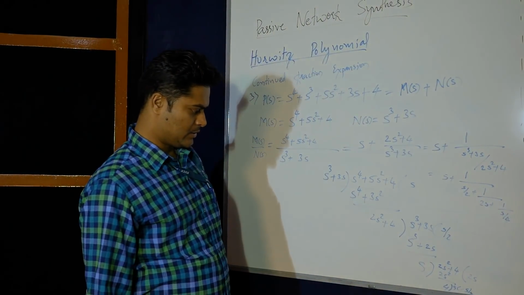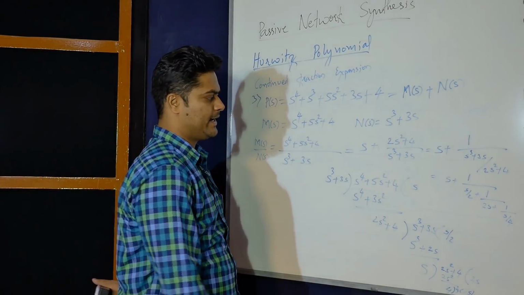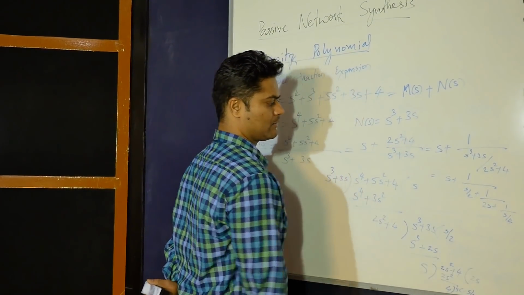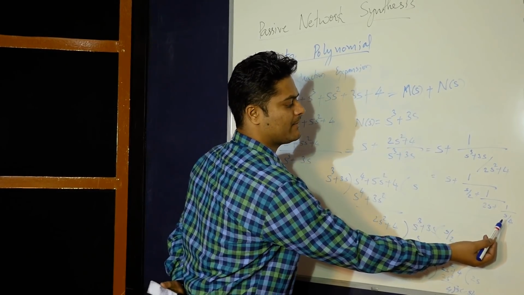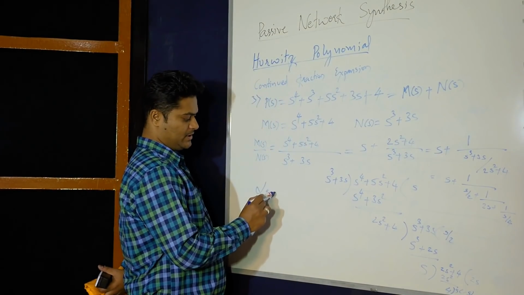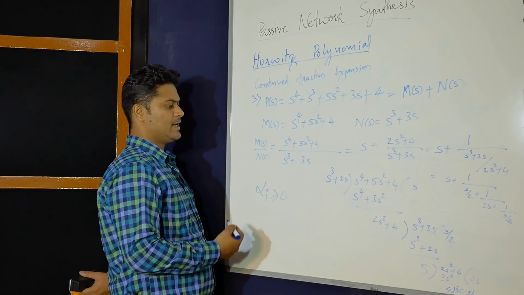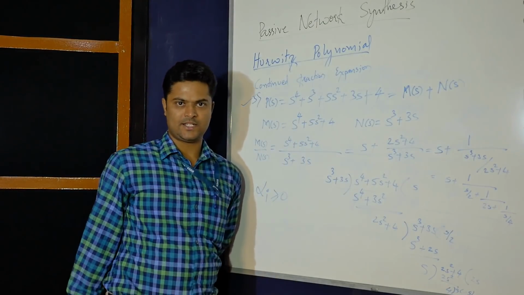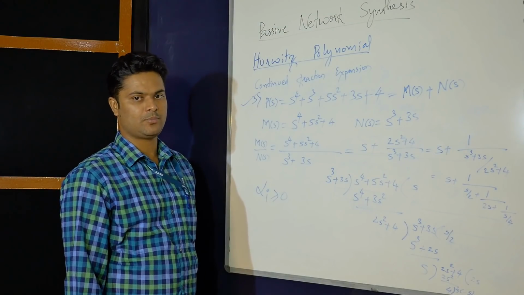Correct? So this way we have to do a continued fraction expansion. In the end, alpha 1, alpha 2, alpha 3, alpha 4. Alpha 1 is 1, alpha 2 is 1 by 2, alpha 3 is 2, alpha 4 is 1 by 4. All those coefficients, all those quotients are greater than 0. Hence, we can tell that the given polynomial in the question, that is the third equation, P of s, is yes, a Hurwitz polynomial.